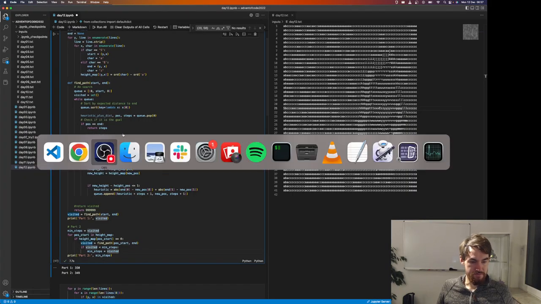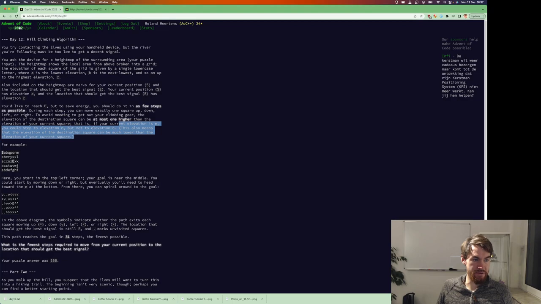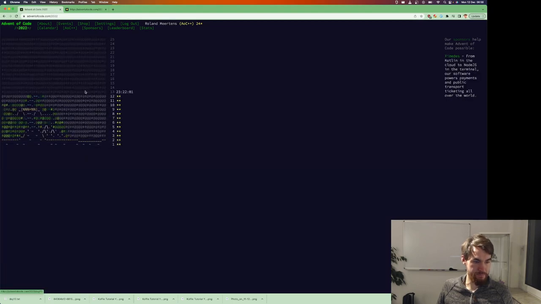So yeah. Look at our beautiful advent calendar, by the way. We have a nice bridge, some streams, some trees.